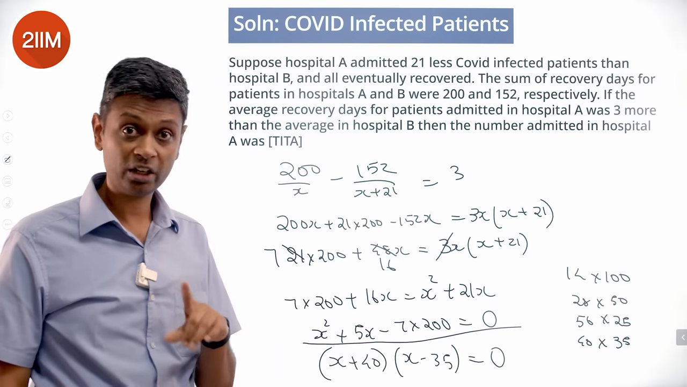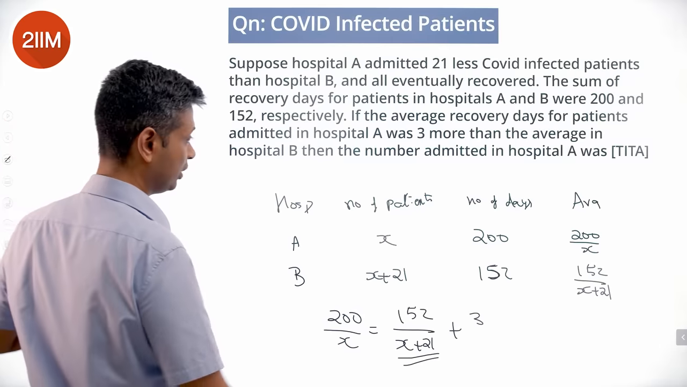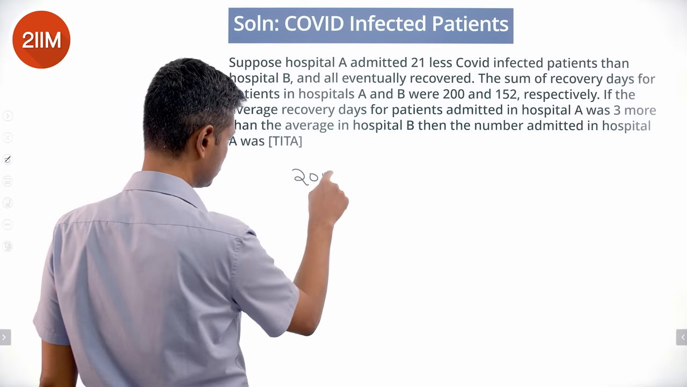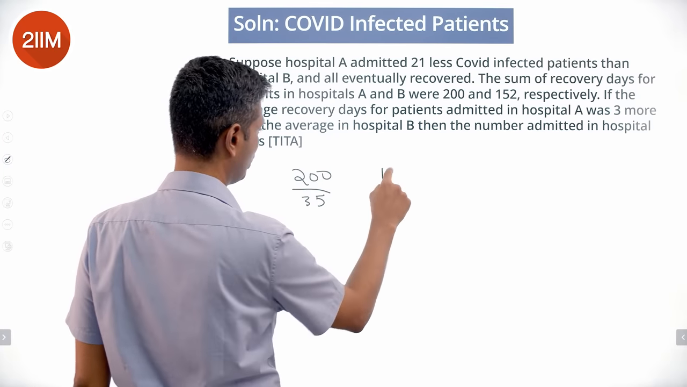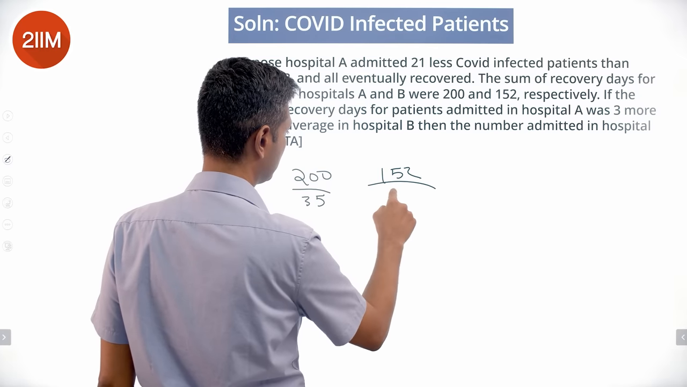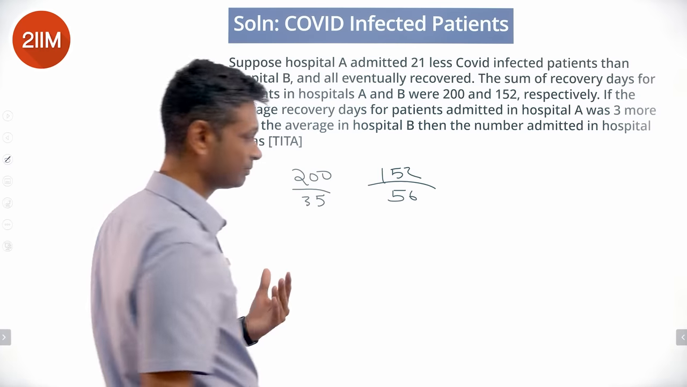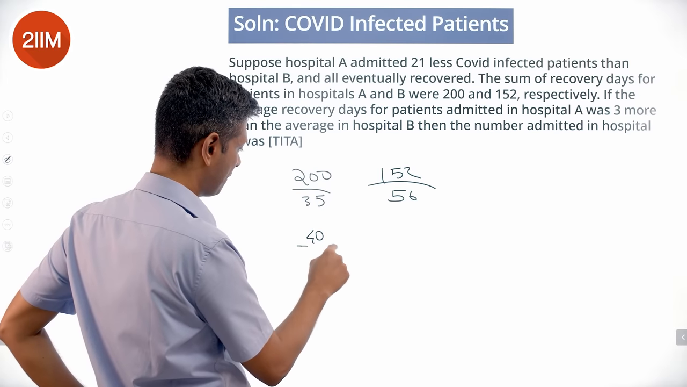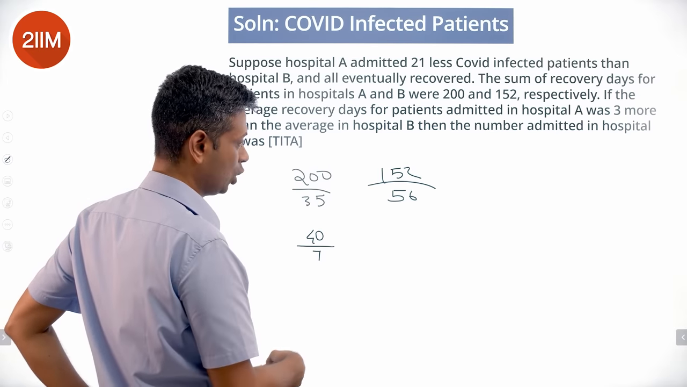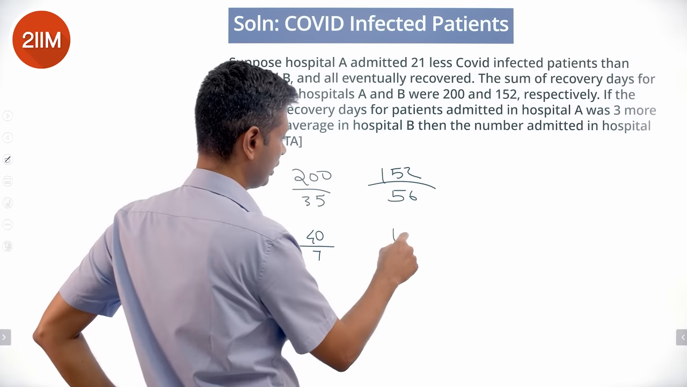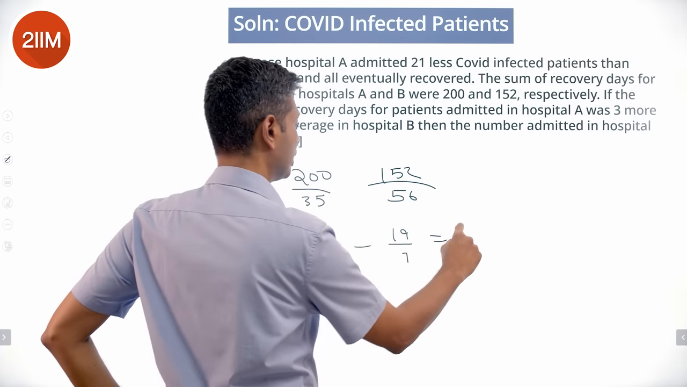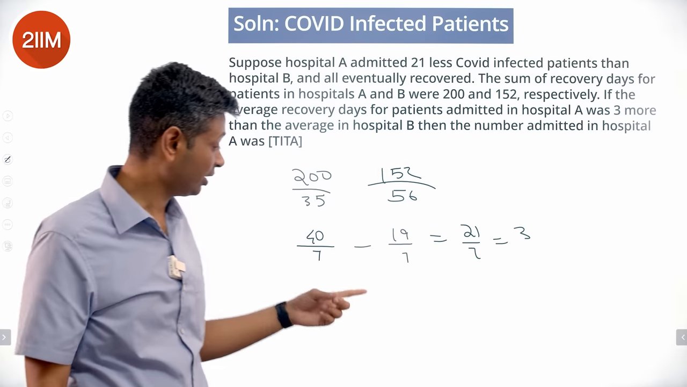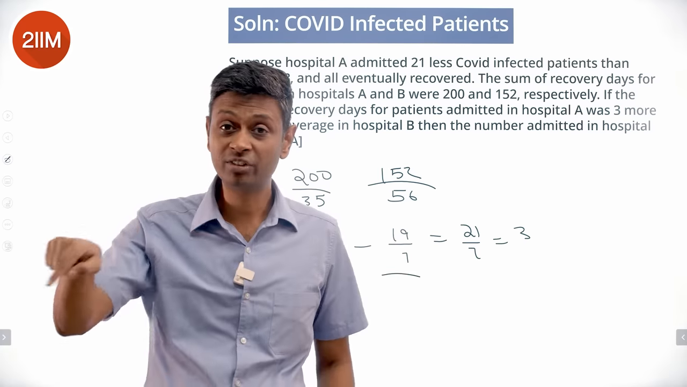So x is 35. If you look at this, the number of days here, 200 by 35, and 152 by 56. 200 by 35 is 40 by 7. 152 by 56 is 19 by 7. Subtract this, this is 21 by 7, which is 3. Which is wonderful. This is not an integer. This is not an integer. The difference is an integer.